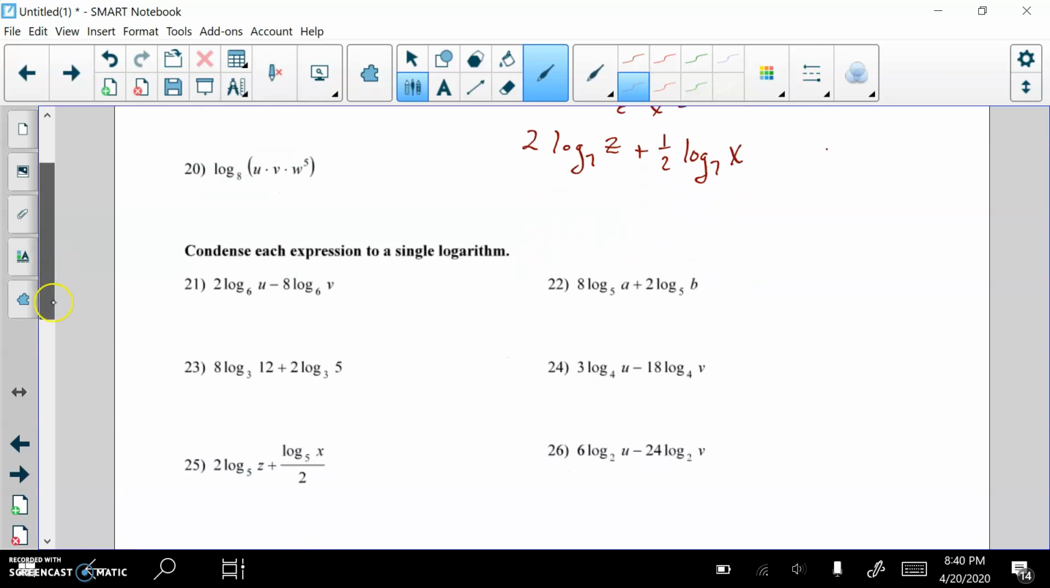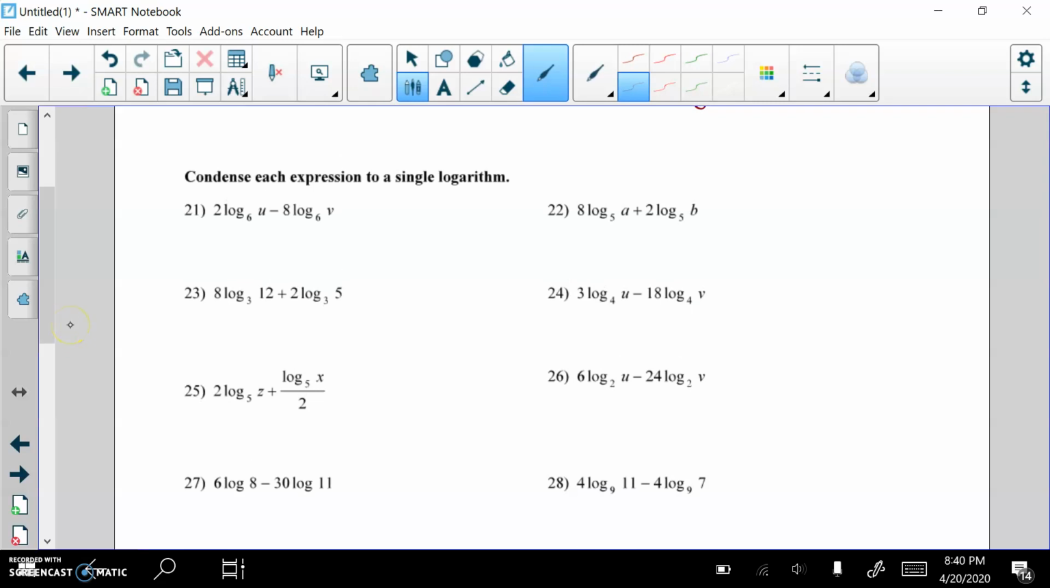All right. Next, condense each expression. A lot easier. All right, so we got a log 6. That's the only log 6 we want to see because we're going to condense everything else into one little piece. So we've got a coefficient of 2 above the u. We've got a coefficient of 8. It's going to be an exponent on v. Minus means divide. So that is u squared divided by v to the 8th.